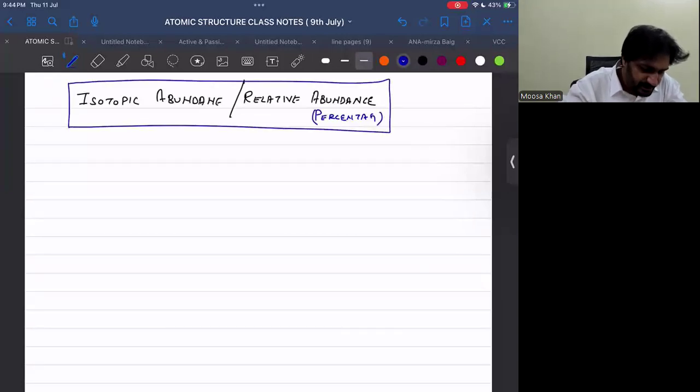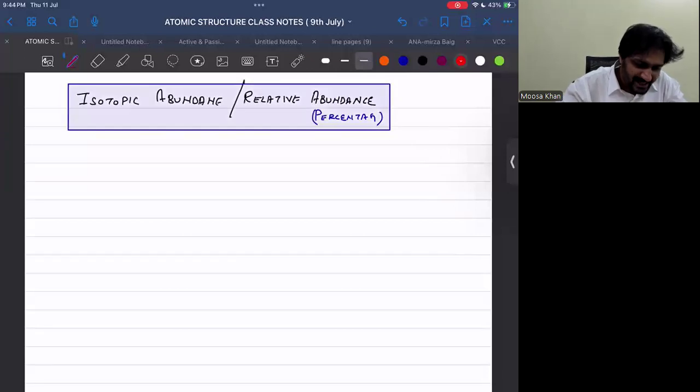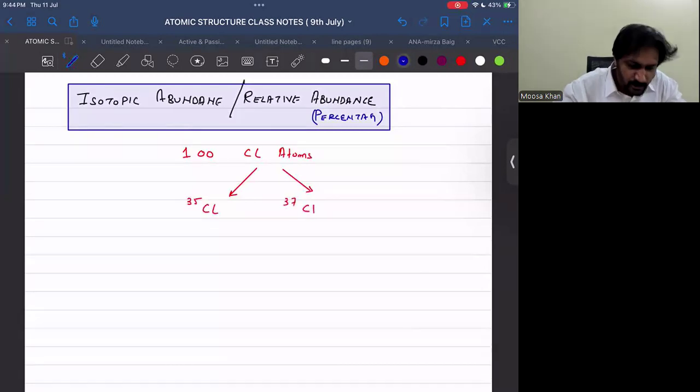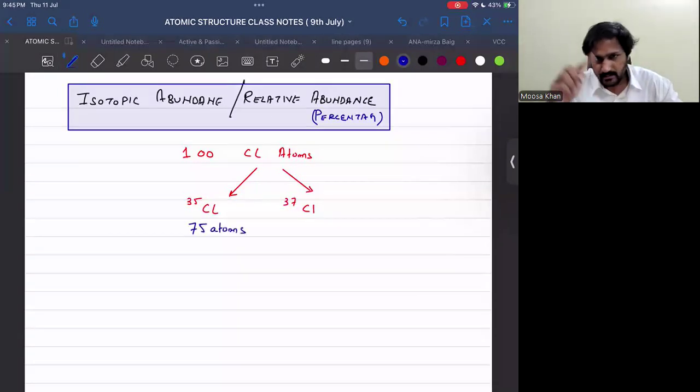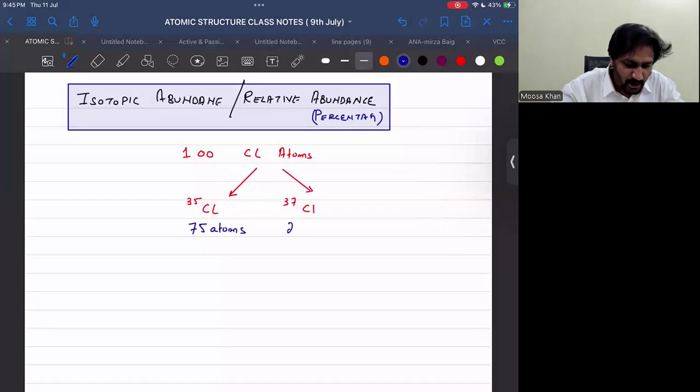And what does it mean? For example, if I give you 100 chlorine atoms, it doesn't matter from where we have brought this chlorine. Out of those 100 chlorine atoms, you will always find 2 isotopes of chlorine, one with the mass number 35, the other with the mass number 37. And out of those 100 chlorine atoms, the number of chlorine 35 isotopes is near about 75 atoms, and chlorine 37 isotopes are near about 25 atoms.